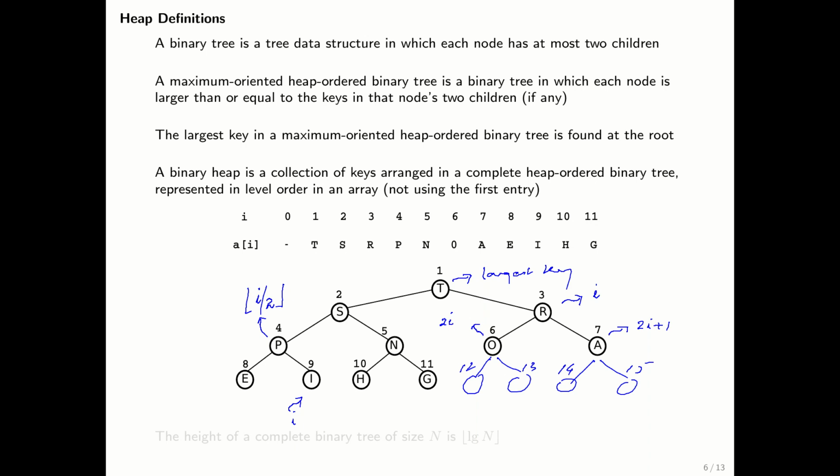And then also keep in mind that the indices here in the heap ordered binary tree have a direct correspondence to indices in the underlying array.